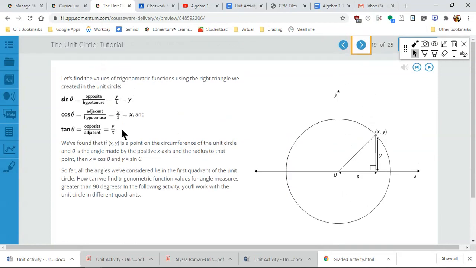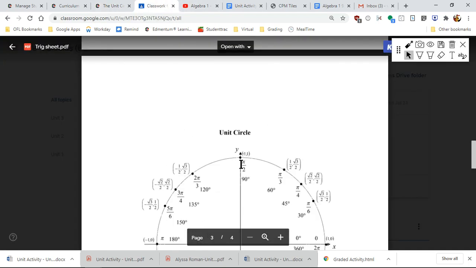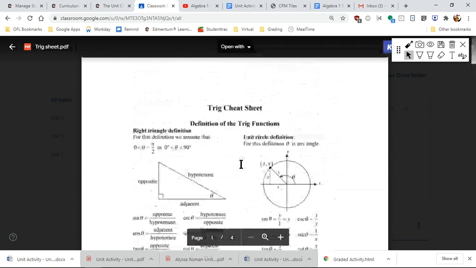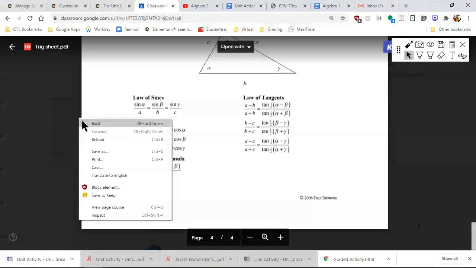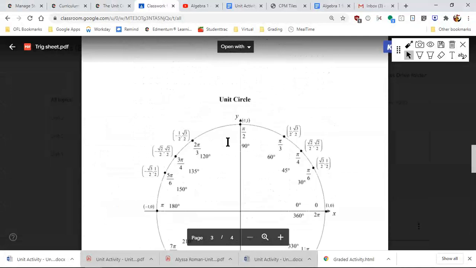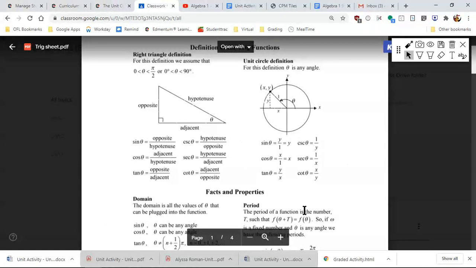All right, and it's going over this again. Again, it just really wants you to think sine is our y value, cosine is our x value, and tangent is y over x. And like I said, if you guys have not printed this out, at least save it in your Google Drive or something, because it does have a lot of useful formulas. This is what I always use to teach trig.